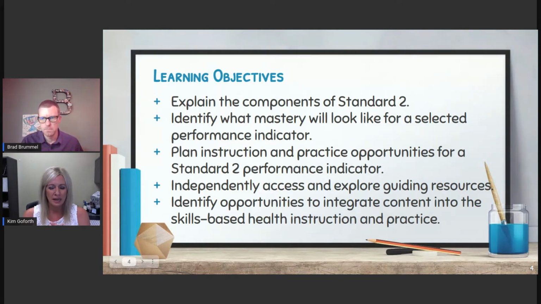We're going to spend quite a bit of time talking about planning for instruction and then some practice opportunities for your students to get into Standard 2's performance indicators. So really from an instructional lens on how we can get mastery from our students. And then we're going to have you take some time to explore the resources that Brad and I will put in front of you today to further that learning in instruction and practice. And then making a strong connection between the skill of Standard 2 and the content that you will have in your classes. We're going to give you a chance to connect those two things. So that is what we're hoping that you take away from our session today on Standard 2.